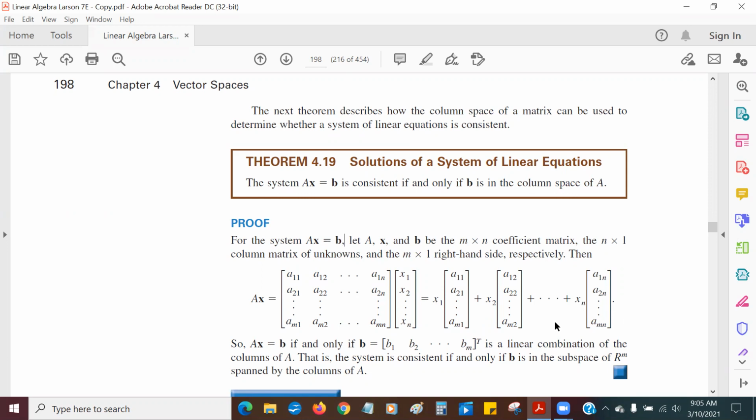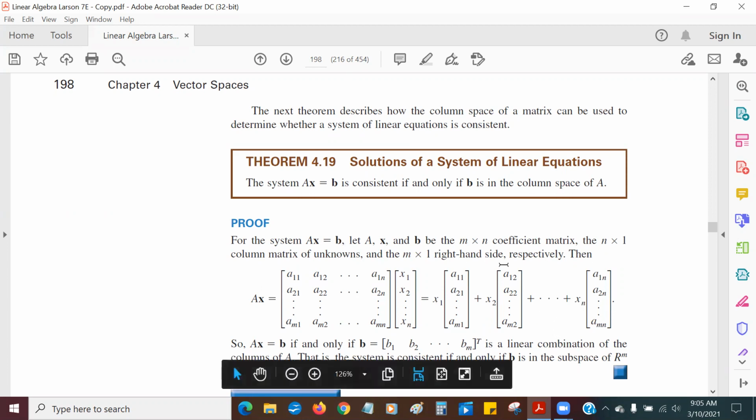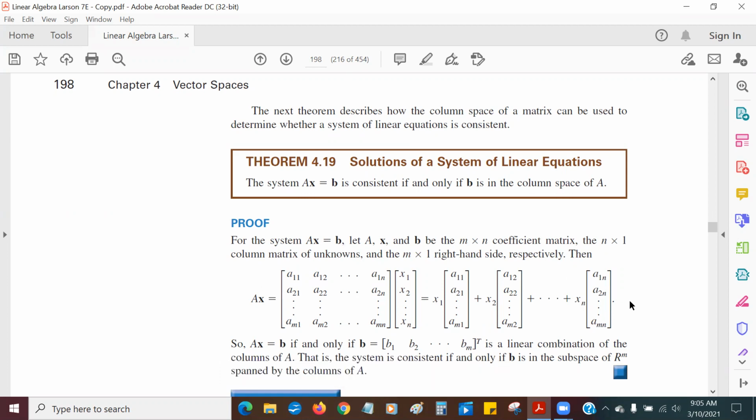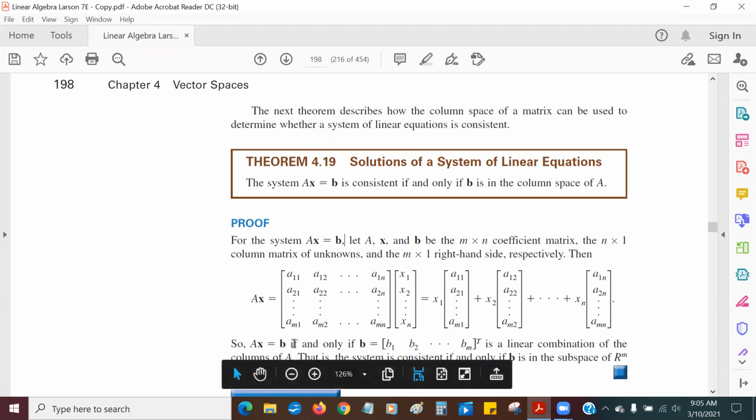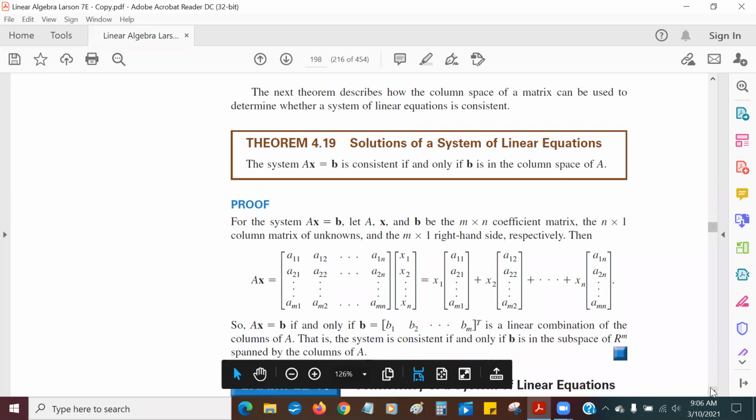So basically, this is a linear combination. By definition, everything all the way on the right side here is a linear combination of the column vectors, which is what it means to be part of the column space. So if Ax equals b, that means b is going to be a linear combination of these column vectors. It really just makes a lot of sense.